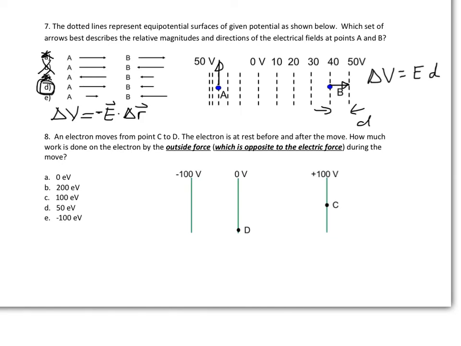Now, because this is a problem which involves an external or outside force, you're going to have to use the work-energy theorem. The form that's useful for thinking about these problems is that the work of the external force is equal to Q delta V plus delta K. This is like conservation of energy. This represents the change in kinetic energy, and this is the change in potential energy.